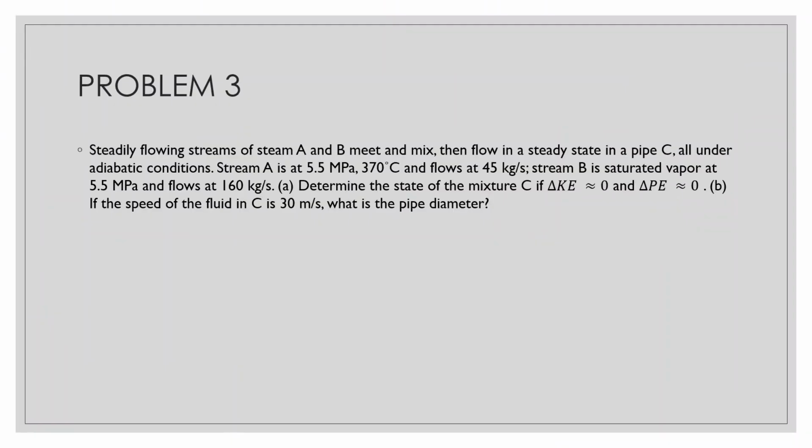Okay? Ang next problem natin, meron tayong steady flowing streams of A and B meet and mix, then flow in steady state in a pipe C. Okay, so meron tayong dalawang stream, A tsaka B. Tapos nagmix daw sila sa C. A, B, C. All under adiabatic condition. Sa stream A, 5.5 MPa at 370 degrees Celsius. Tapos, flowing siya sa 45 kg per second. Sa stream B is 5.5 MPa, saturated vapor siya, so G, okay?